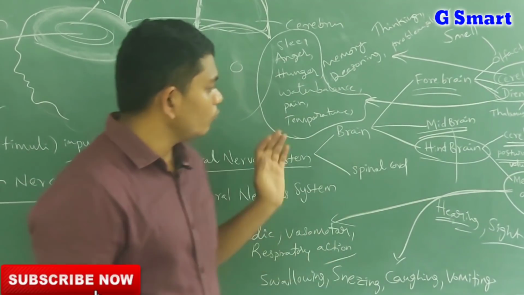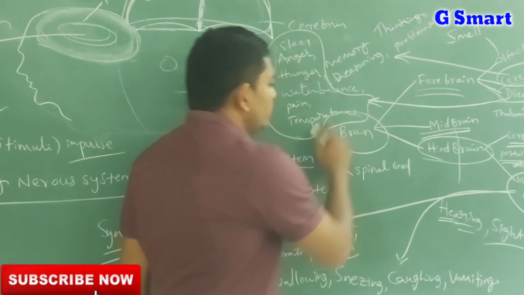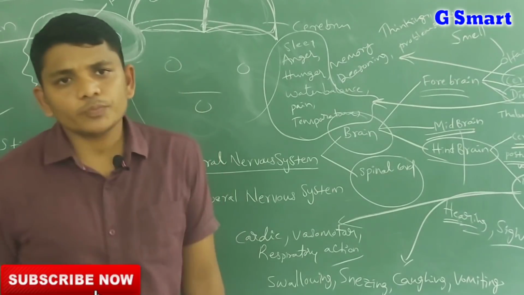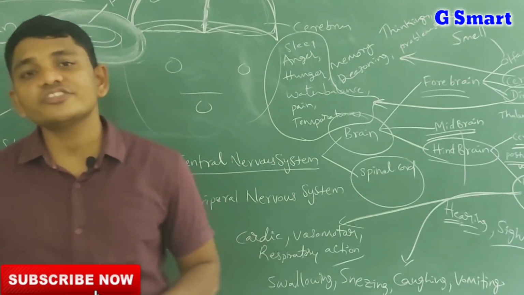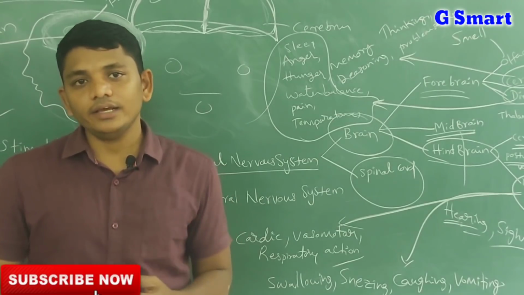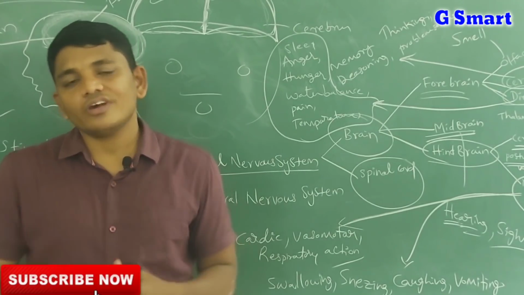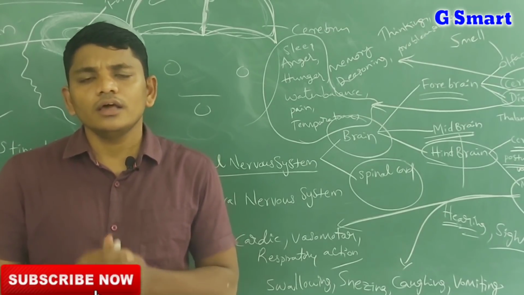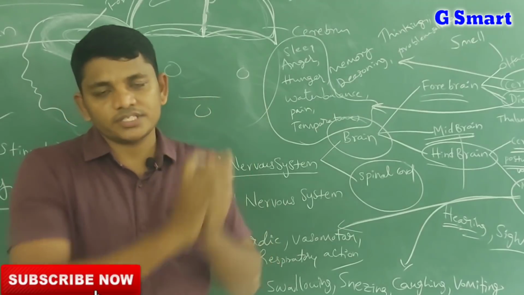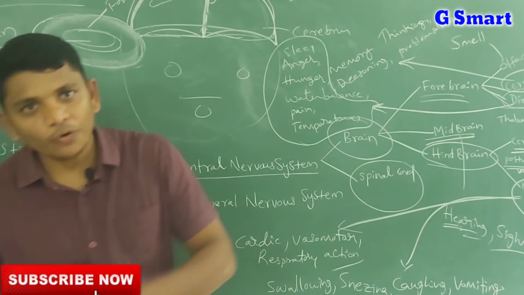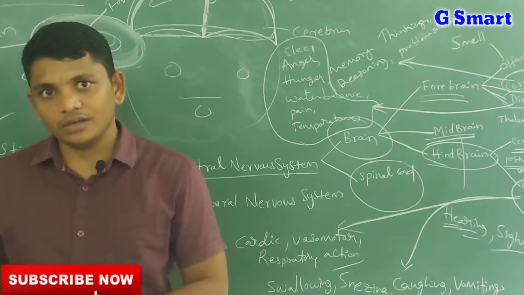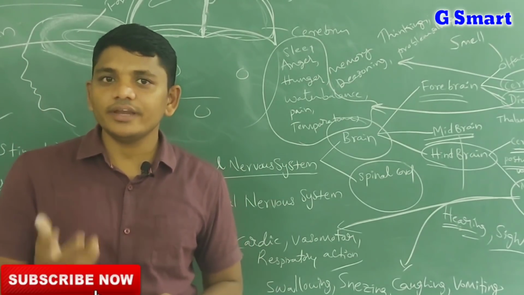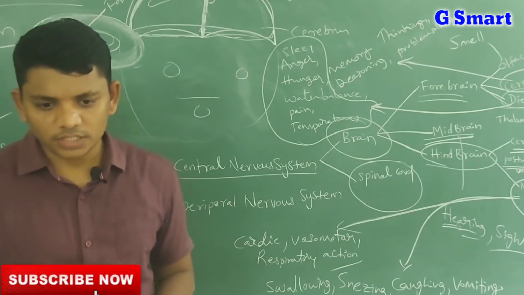This is only about the brain. Let us discuss the spinal cord. As you know, the spinal cord is not only a solid structure. It contains a number of neurons, a number of nerve cells. These nerve cells are responsible for transmitting messages from organs to brain, brain to organs, from the detector to the effector. You know what is detector and what is effector? Let us discuss that.